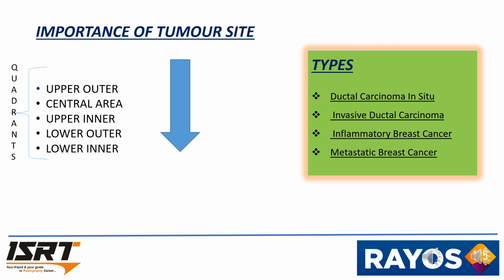Importance of tumor site. The upper outer quadrant has the majority of cancers, then follows the central area, then upper inner, lower outer and lower inner quadrants. Types of breast cancer: ductal carcinoma in situ, invasive ductal carcinoma, inflammatory breast cancer and metastatic breast cancer.